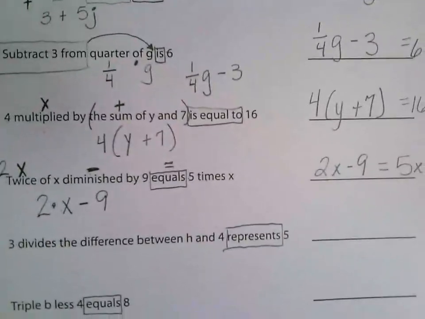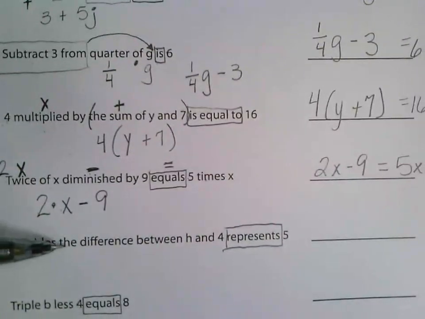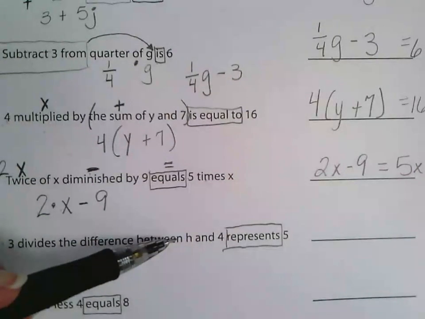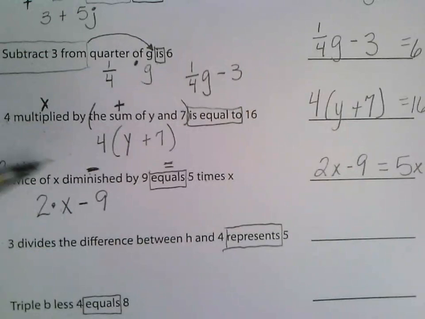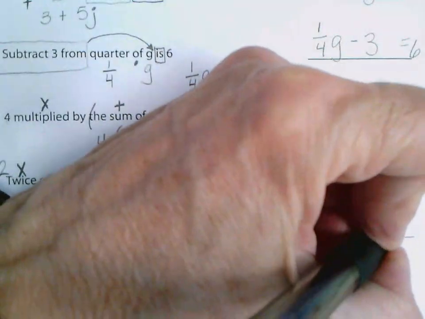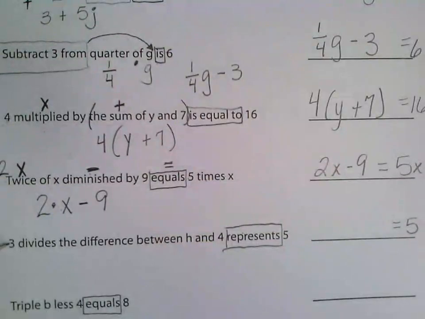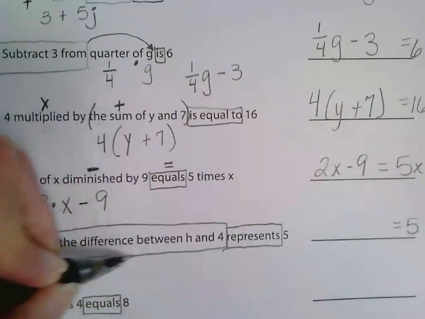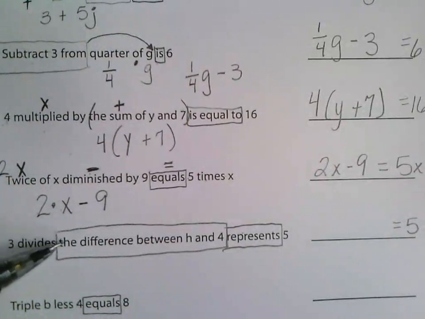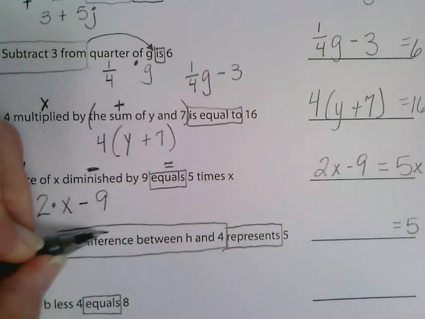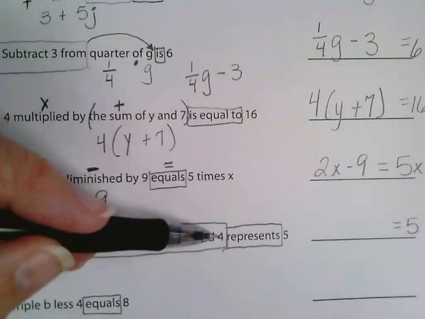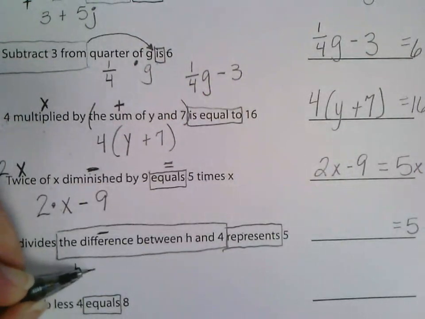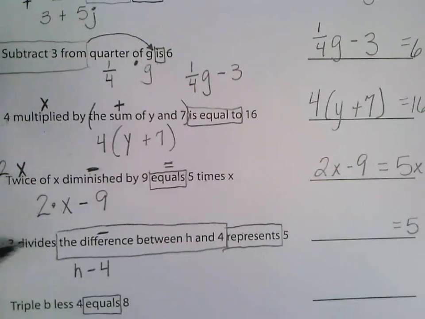Number 7. 3 divides the difference between h and 4 represents 5. So represents 5 is equals 5. 3 divides all of this. 3 is going to divide all of this. So the difference, that's the answer when you subtract, between h and 4. So I'm going to have h minus 4, and I'm going to divide 3 into all of that.